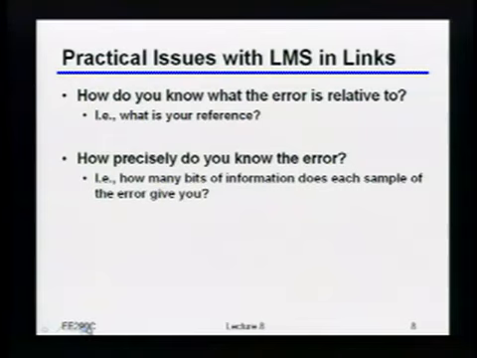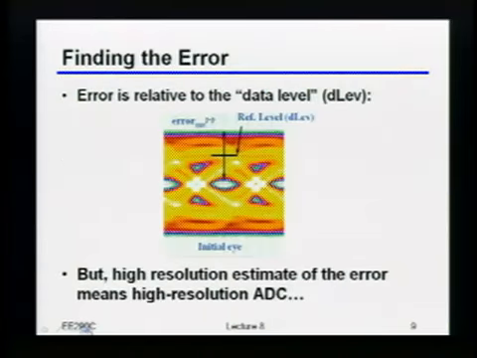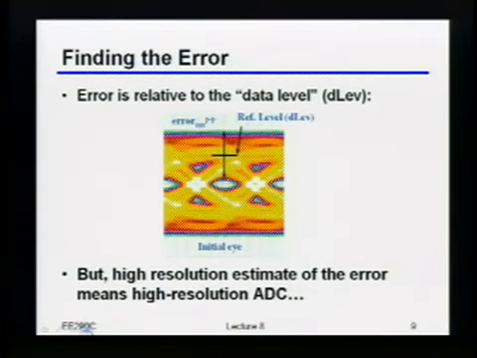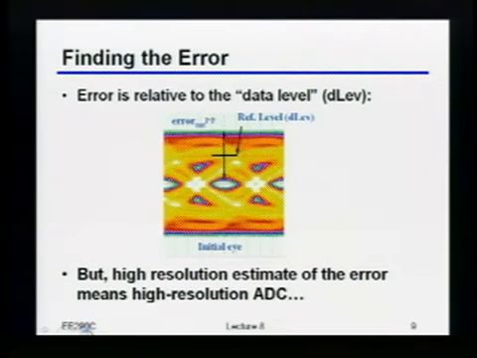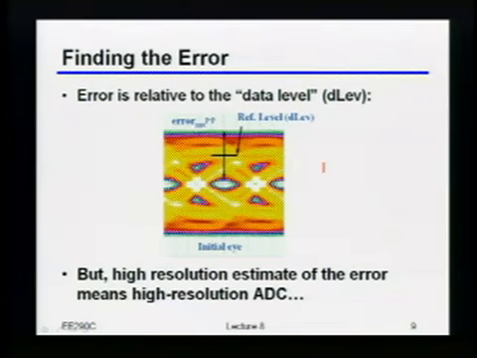And then we also talked a bit about how precisely you really know the error. It turns out that we're going to want to be lazy and almost not know it at all, except to within the sign of what direction the error is pointing you. So the first thing was, how do you actually find the error? Well, the error is always relative to the data level. By the data level, I just mean what is the 1 that you got, and what is the 0, or equivalently the -1 that you got.